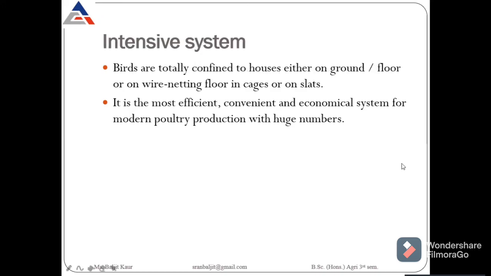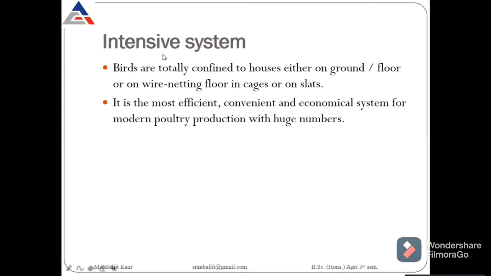The next one is the intensive system. Intensive system means the birds are totally confined to the houses, right? Either they can be kept on the ground, where the houses are made on the ground or floor, or on wire netting floor in cages or on slats. So it is the most efficient, most convenient and economical system for modern poultry production with huge numbers. So this method of poultry housing is the most convenient and economical system in modern poultry production, right?